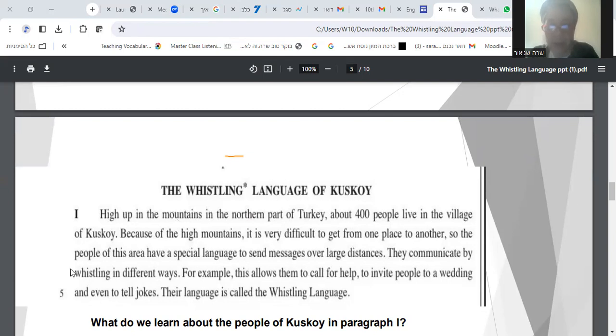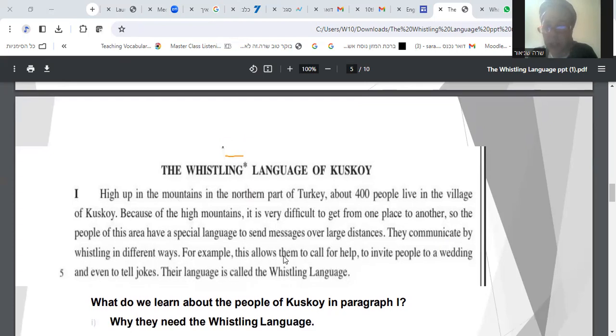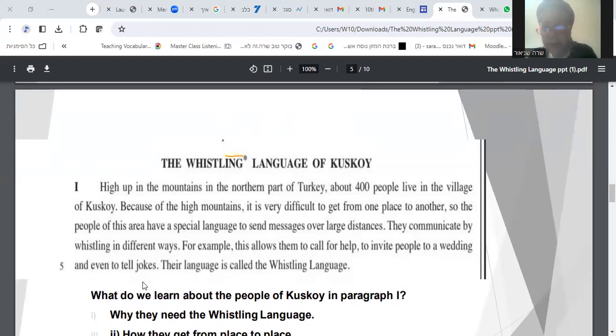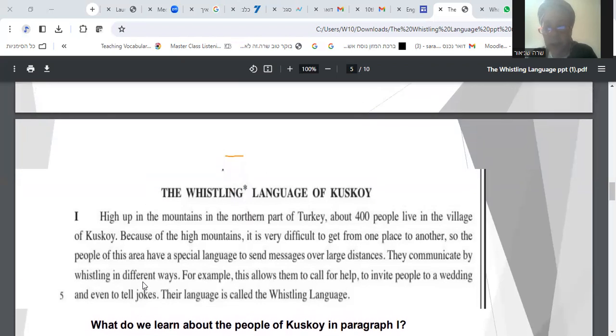They communicate by whistling in different ways. In different ways. For example, this allows them to call for help, to invite people to a wedding, and even to tell jokes. Allows them means permits. Their language is called whistling language.